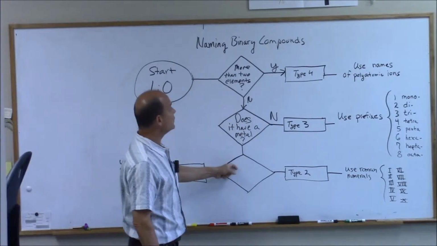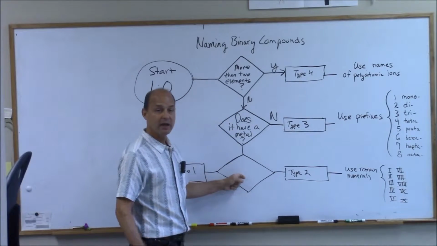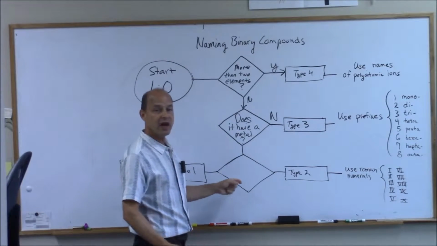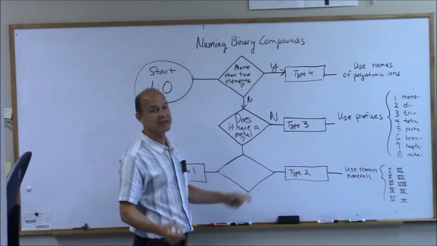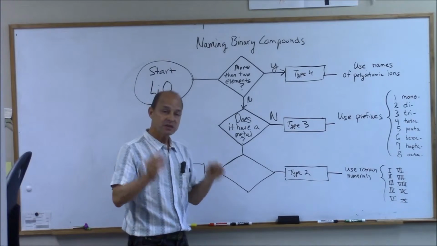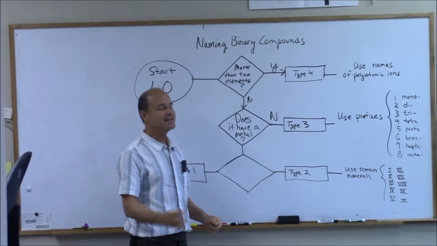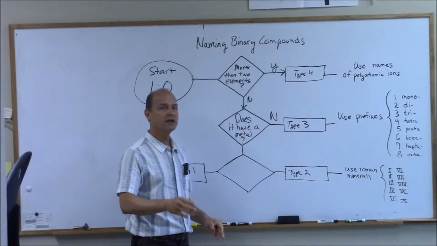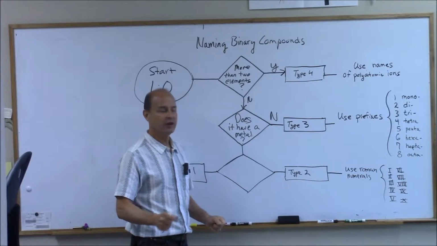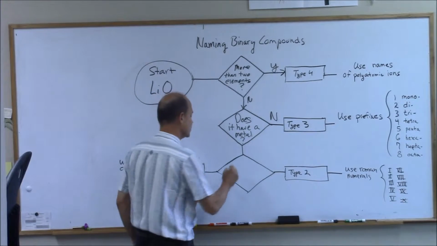Now if it's ionic, it has a metal in it, there's 2 kinds. There's the kinds that are regular, then there's the kinds that are special. If it's special, it's not coming from groups 1, 2, or 13. So that's our next question.